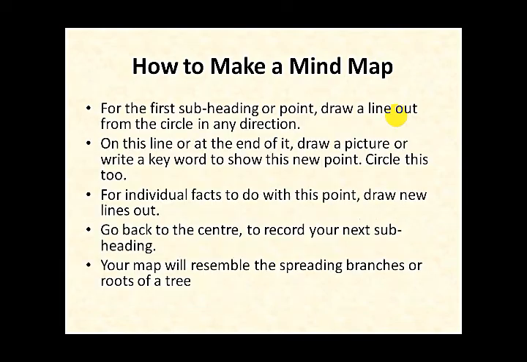For the first subheadings or points, draw a line out from this circle in any direction. On this line or toward the end of it, draw a picture or write a keyword to show this new point. Circle these too. For individual facts to do with this point, draw new lines out. Go back to the center to record your next subheading. Your map will resemble the spreading branches and roots of a tree.